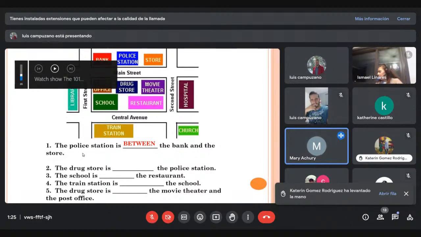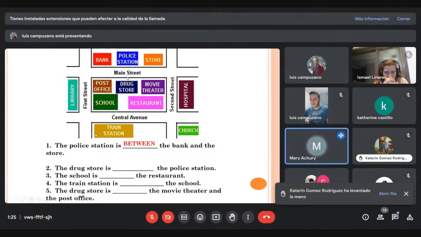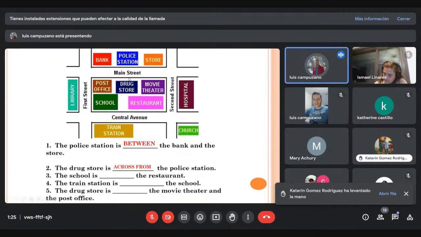Yes. And the drugstore is across the police station. It's across from the police station. Yes, it's across from the police station. Very good, Mari.